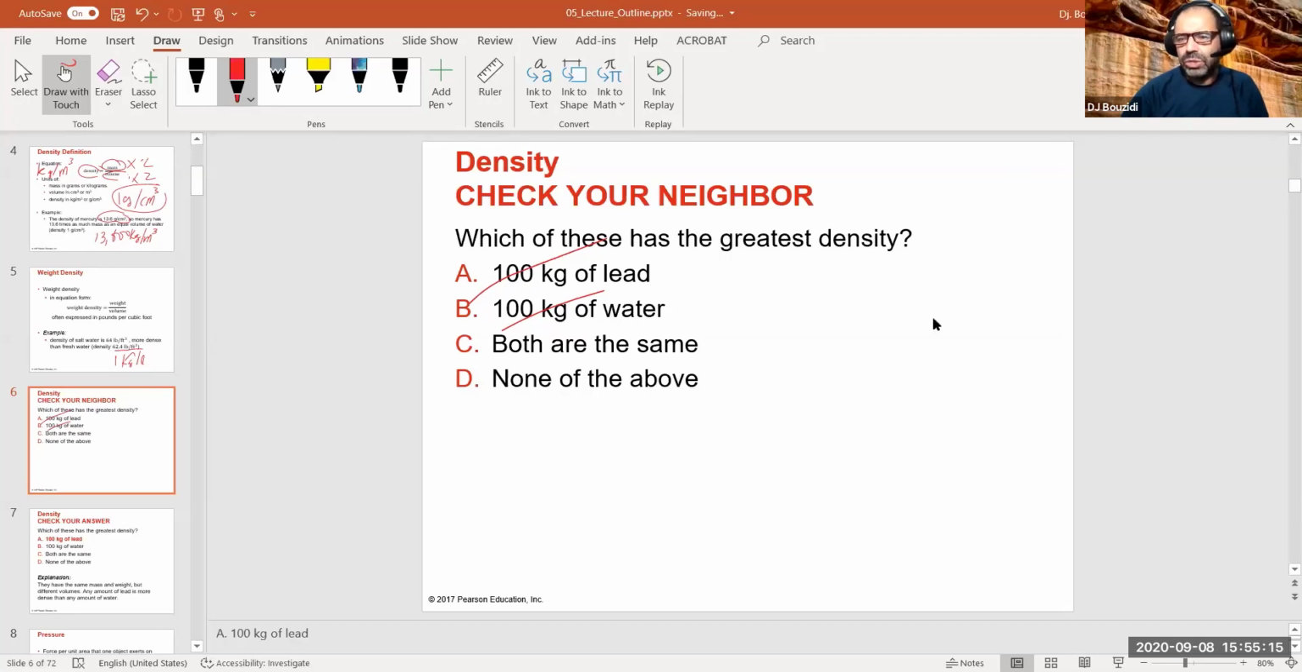It's basically a ratio of two things that increase or decrease proportionally if they are pure stuff. So the correct answer is lead. Lead is actually more dense than water, about 8 times or something like that. So it's denser, and the number 100 kilograms doesn't mean a thing in this case.